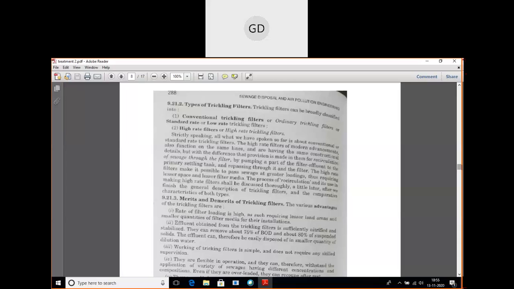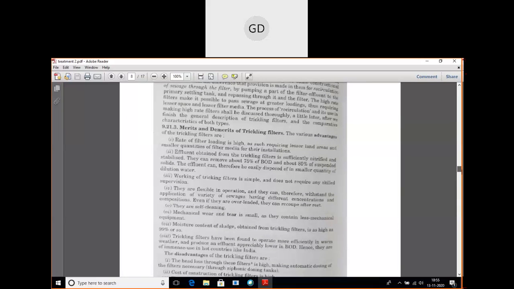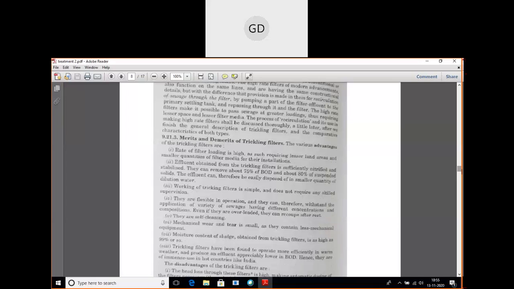Now, there are certain merits and demerits of trickling filters. Advantages are many. The rate of filter loading is very high. The effluent obtained from trickling filters is sufficiently nitrified and stabilized. It removes about 75% of BOD and about 80% of suspended solids. Number three, the working of a trickling filter is simple and requires only skilled supervision. They are also flexible in operation and can therefore withstand the application of a variety of sewages having different concentrations.